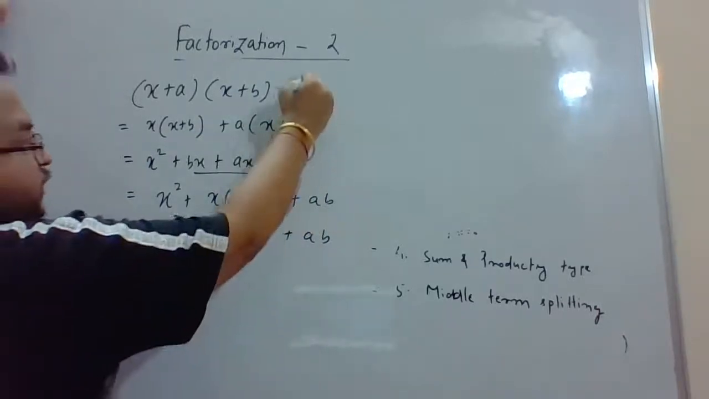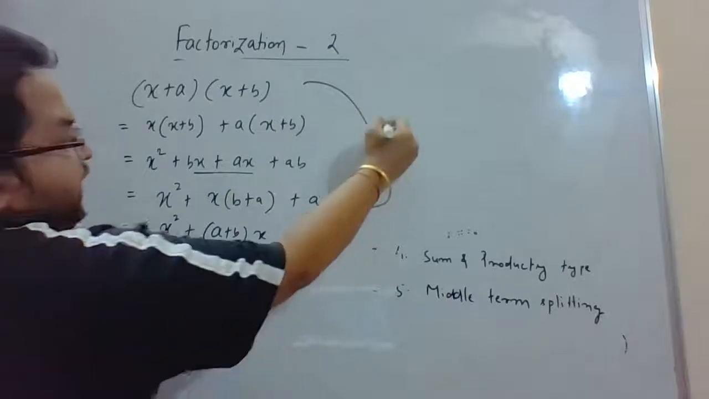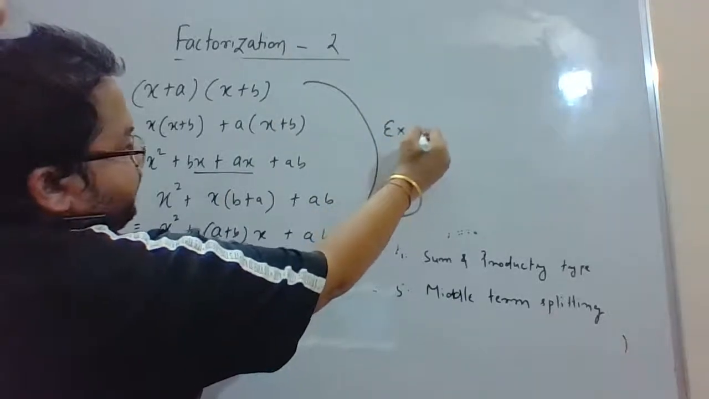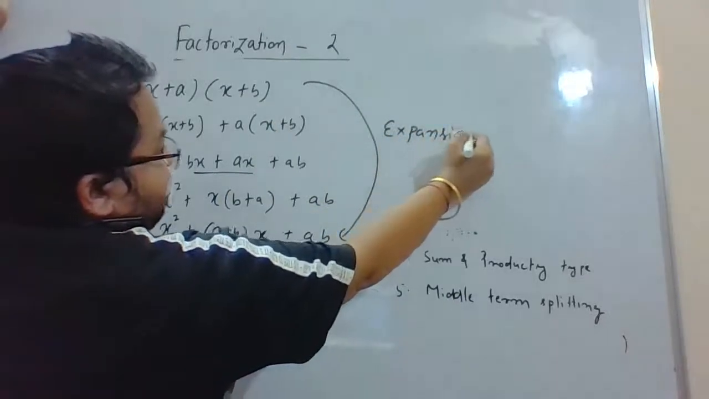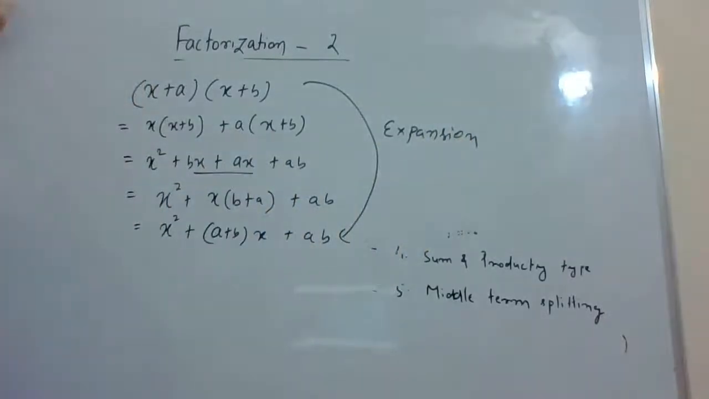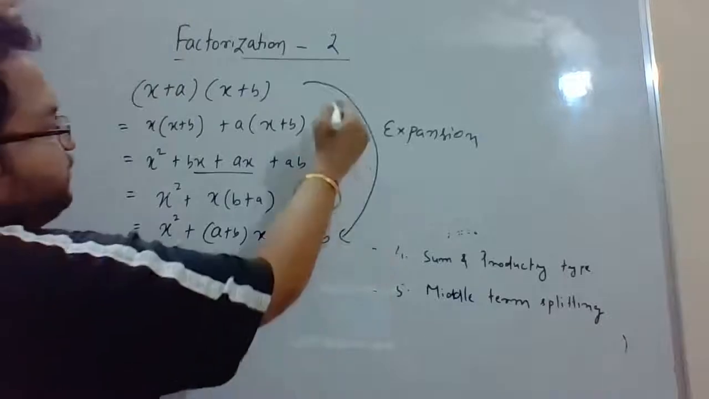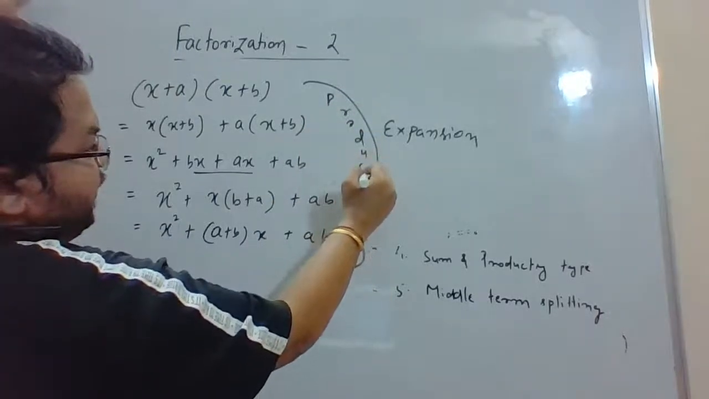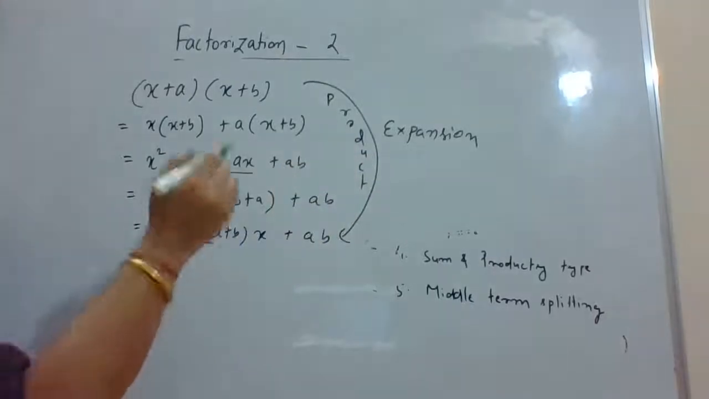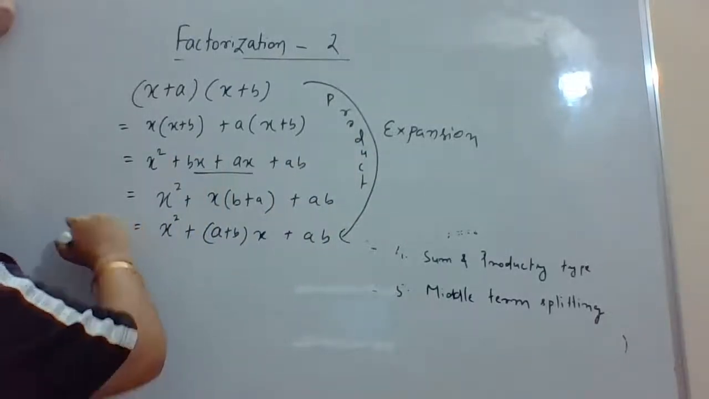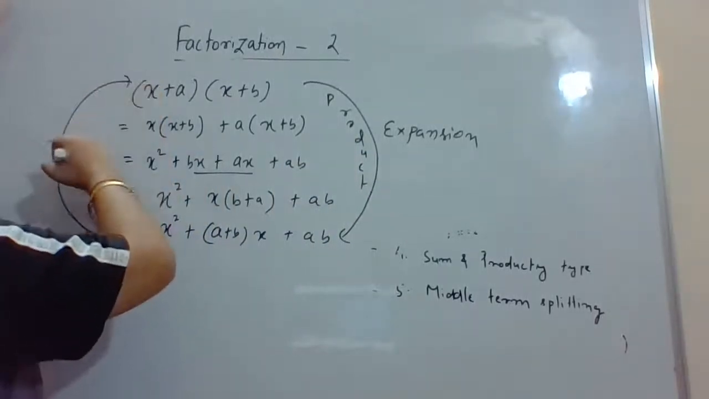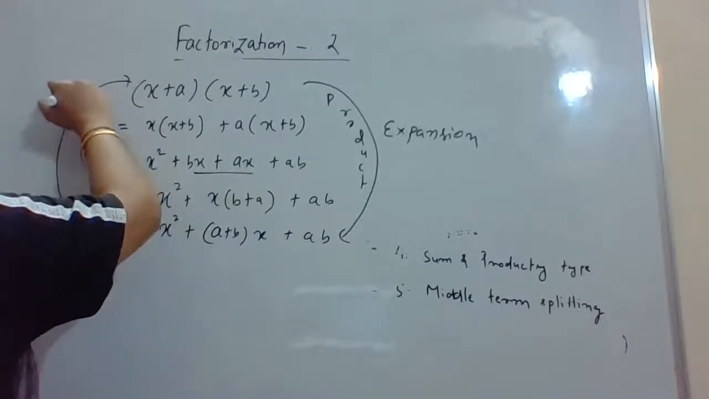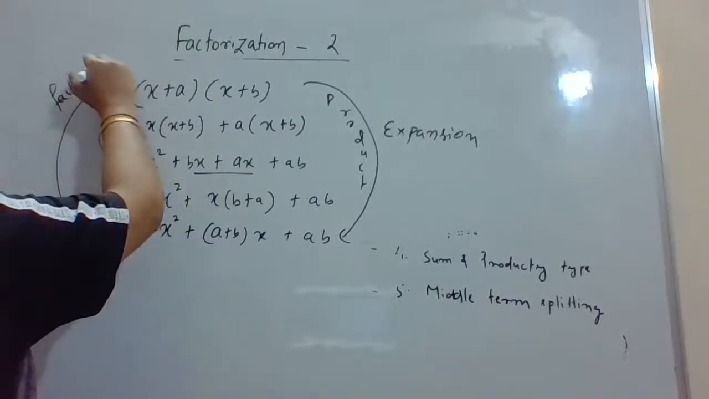This is what we did in expansion. We have found out the product of x plus a into x plus b. So obviously we know that the reverse operation of this is nothing but factorization.